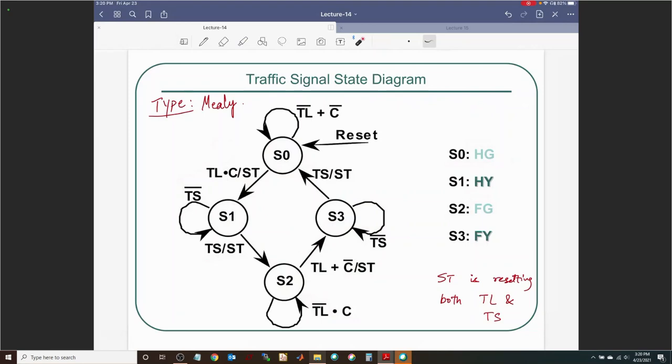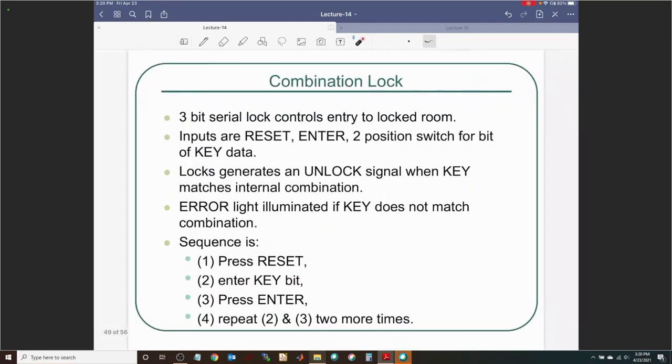All right, so no questions coming in. I'm going to move to a combination lock. This is not going to be a very interesting combination lock, but it has a little bit more functionality compared to the previous one that we did. It is a combination lock in which there is a 3-bit serial lock that controls entry to a locked room.